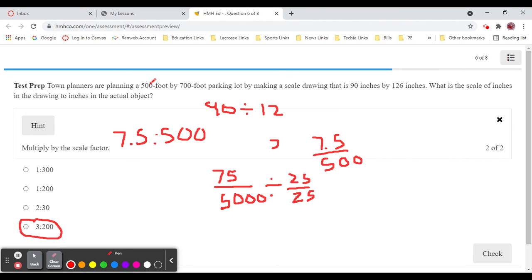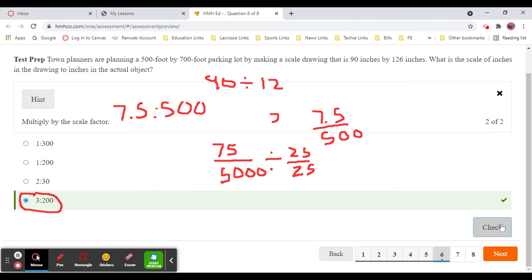So essentially I took 90 and I divided by 12. That gave me 7.5. And that's how I got to this whole answer. So what's my answer? 3 to 200. Check it. I got it.